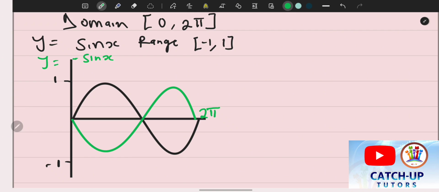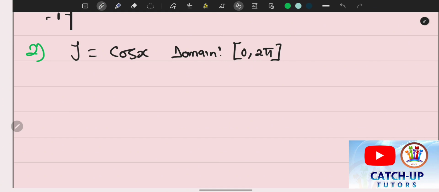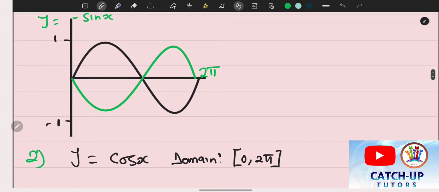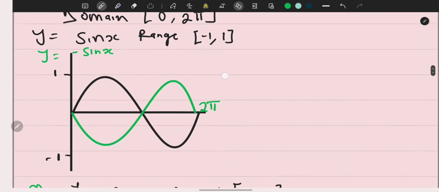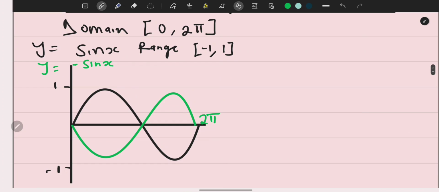Let's consider cos x now. For y equals cos x, we consider the domain to be 0 to 2 pi. Don't forget, I told you from the beginning that for this lesson I'm going to focus on the graph of one period. Normally this shape keeps going forever in both directions, but because we only consider the domain from 0 to 2 pi, which is one period, we have something like this.